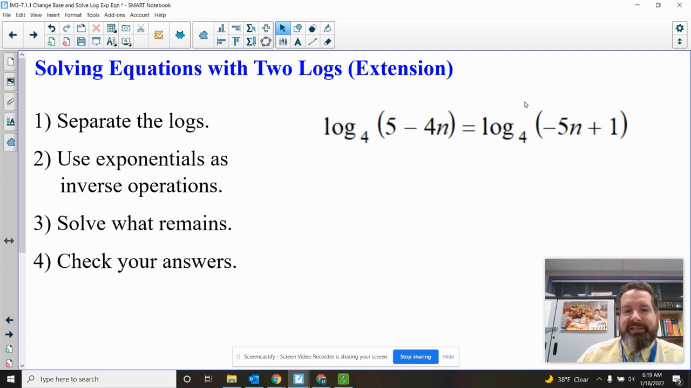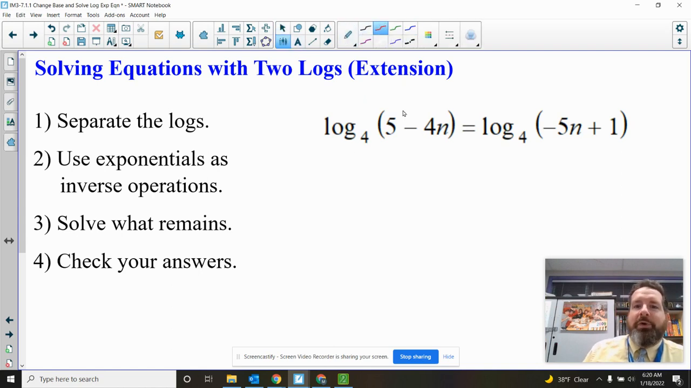When you've got logs in two places, here's the trick. You separate them. So one log on the left of the equals, the other log on the right of the equals. And then the general idea is this. If log base 4 of this thing equals log base 4 of that thing, then basically this thing and that thing have to be equal to each other. We can just not ignore the logs, we're going to remove them, but we're going to focus just on what's inside being equal.